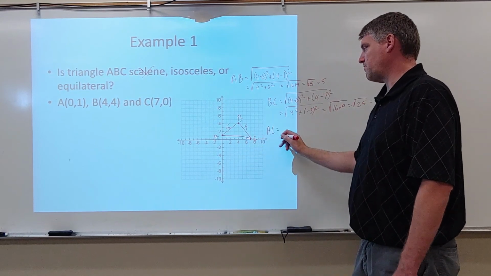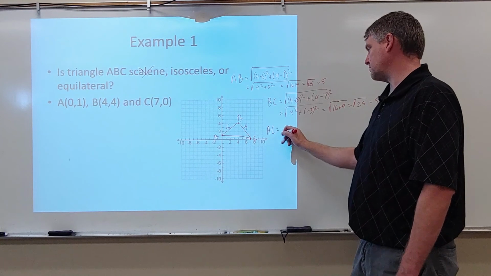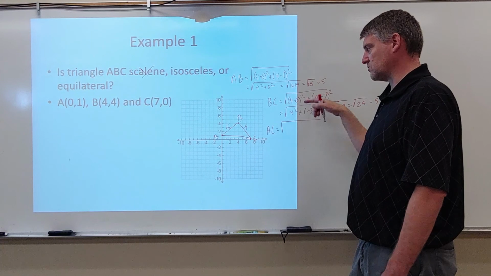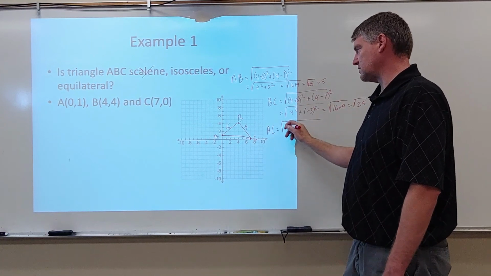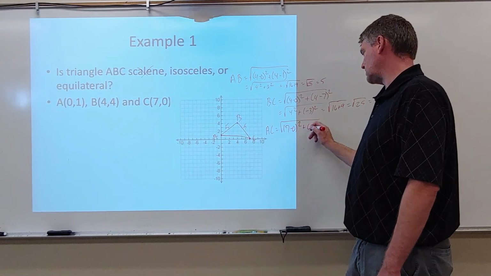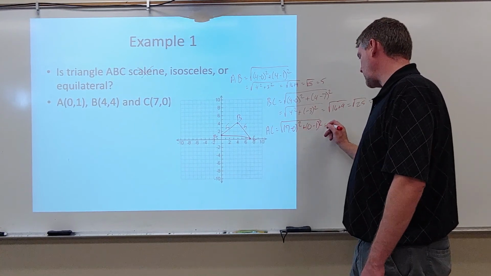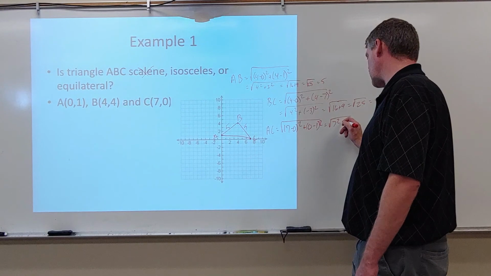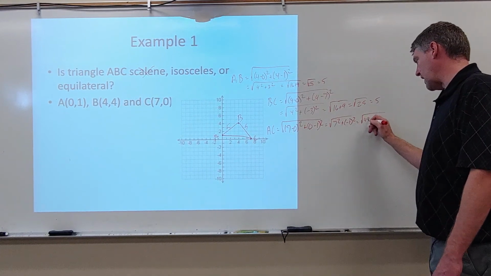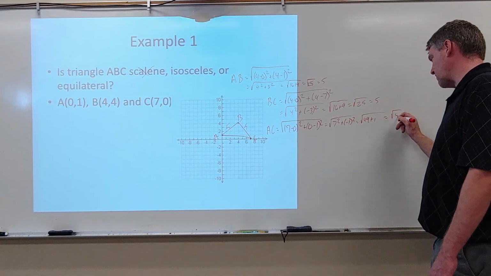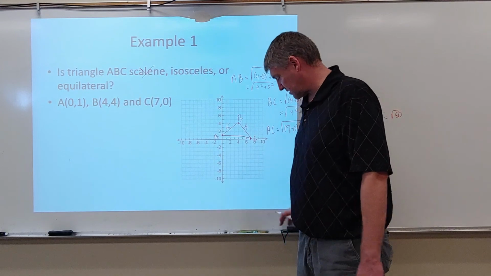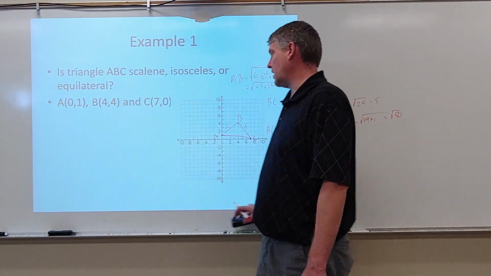So AC is going to be, when I flip these, those are my Y's, those are my X's. So this is 7 minus 0 squared plus 0 minus 1 squared, which gives me 7 squared plus negative 1 squared, which is 49 plus 1, which is the square root of 50. It is not 5, so this is an isosceles triangle.